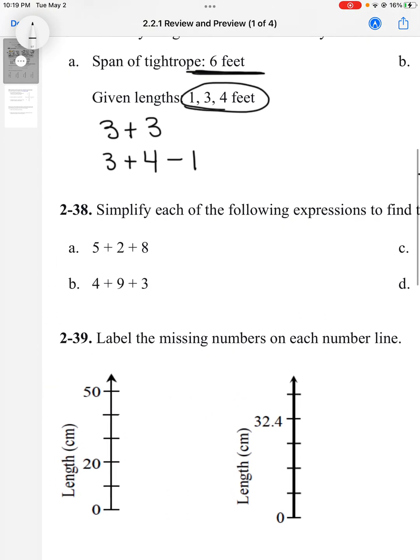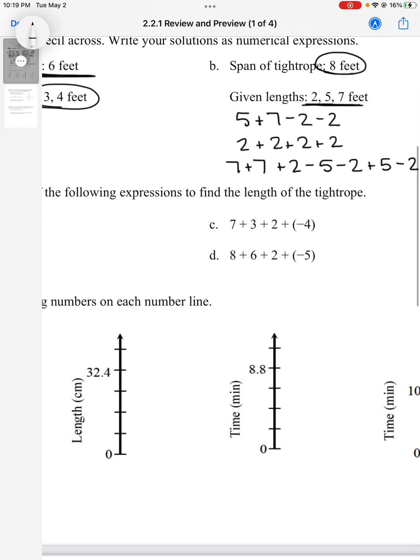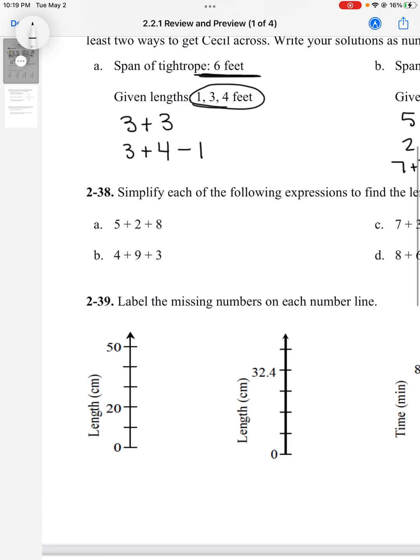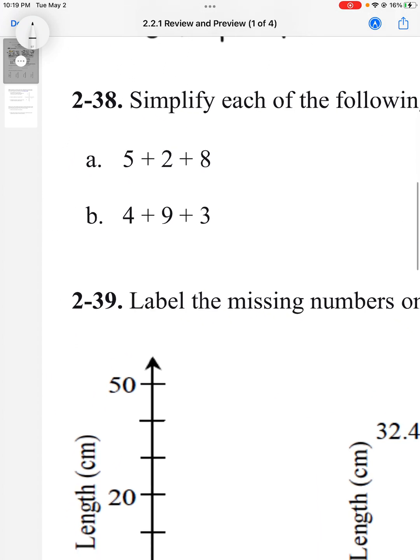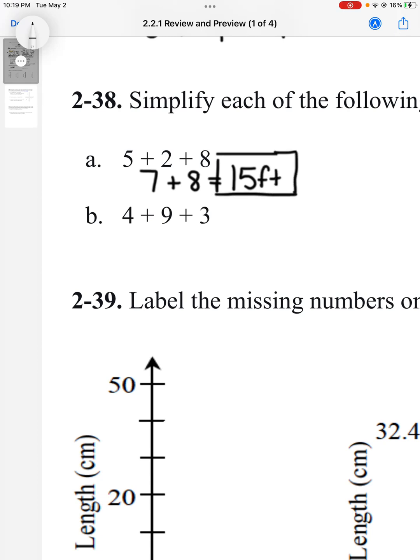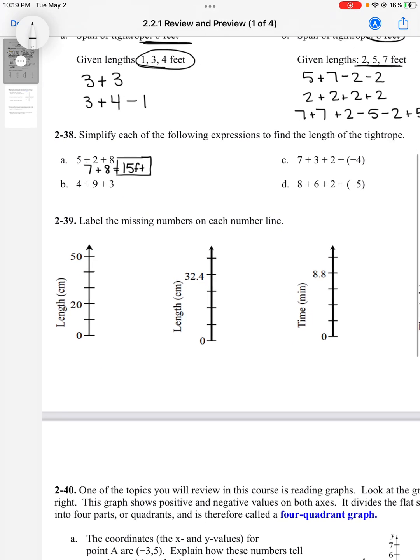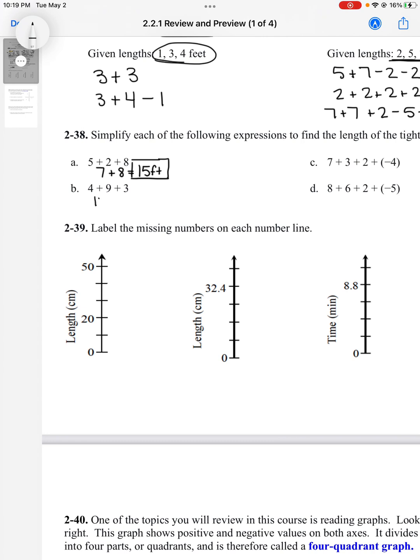Okay. Problem 38, we are simplifying each of the following expressions in order to find the length of the tightrope. I'm going to zoom in here. My first one, I have 5 plus 2, which is 7, plus 8. 7 plus 8 is 15. And it is feet because we're working with the tightrope problem still. 4 plus 9 is 13, plus 3 is 16 feet.